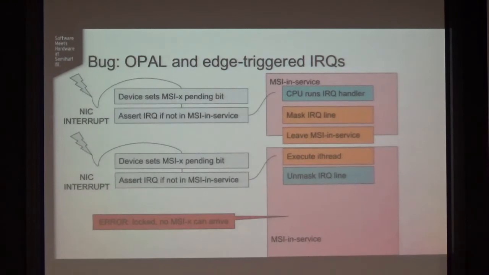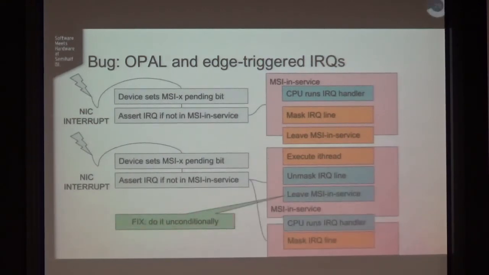So this was quite easy. For us, it took only 2 or 3 weeks to find. The fix was also very easy. We had to unconditionally leave MSI in service mode after unmasking the IRQ line. Generally speaking, it doesn't do anything if MSIX didn't arrive in that period, but if it did, it made the controller leave MSI in service mode.